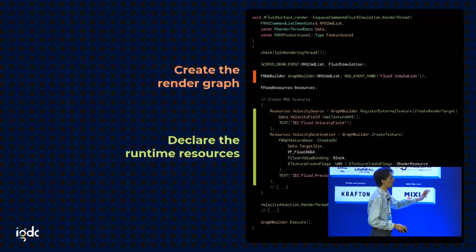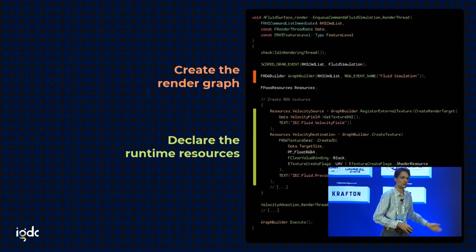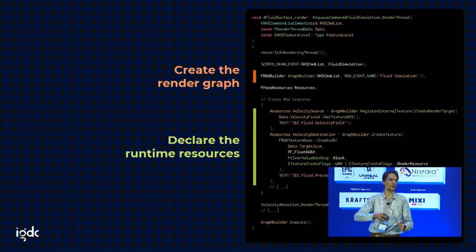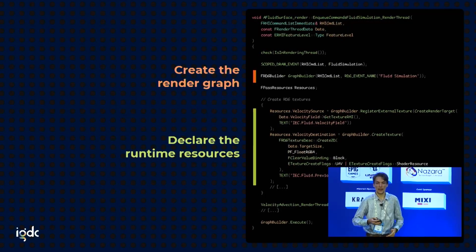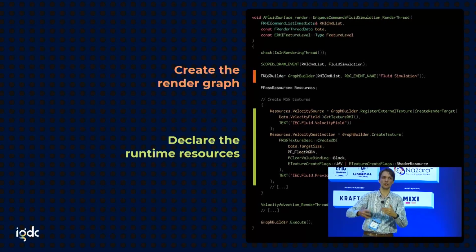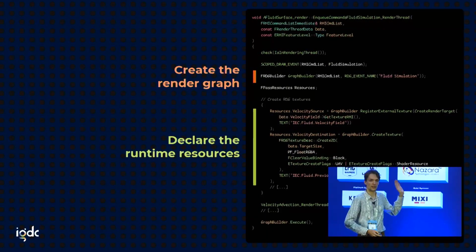Okay, so back to that. We have our two resources. The first one is an external texture, our velocity source, and that's something that we want to keep across many frames and continue to update. And then we have our second type, which is transient resources. That is the velocity destination. That's something we're going to work on and update as we go inside one frame, so that we can let the graph builder just discard it whenever it wants.